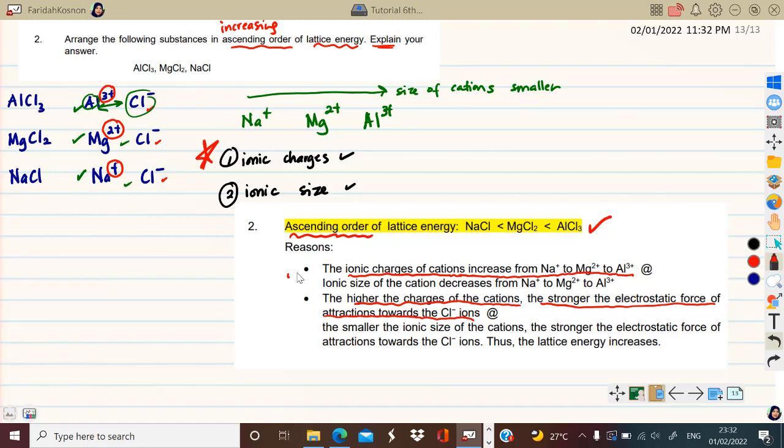So, kita kena susun, kita kena explain. Kalau you gunakan faktor yang kedua, if you use the second factor, ionic size, the ionic size of cation decreases from sodium ion to aluminium ion. Macam biasalah, so what kalau ionic size tu makin berkurang, makin kecil from sodium ion to aluminium ion? The smaller the ionic size of the cations, the stronger the electrostatic force of attractions towards chloride ion. Plus lattice energy increases. Jadi you pilih salah satu faktor yang mana you nak pilih untuk explain.